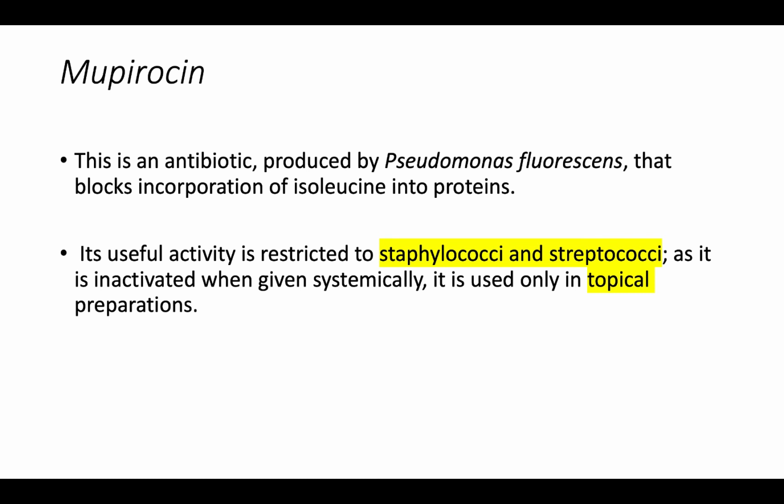Mupirocin كثير مهم تحفظوه تعرفوه because this is an antibiotic that is produced by Pseudomonas, one type of Pseudomonas fluorescens, and it can block the incorporation of isoleucine into proteins. فكل البروتينات ما راح يكون فيهم هالأمينو أسيد, it will cause the bacteria to not be able to produce proteins. It has great activity against staph and strep, but it is very inactivated systemically. You can't use systemically عشان نستخدمه topical.